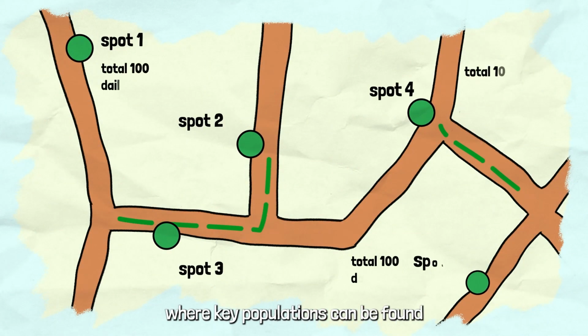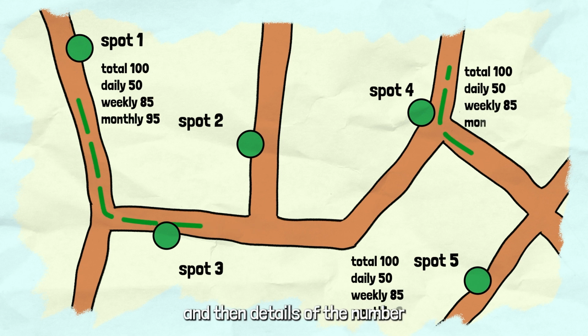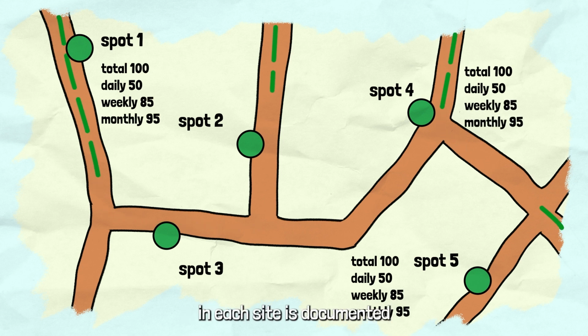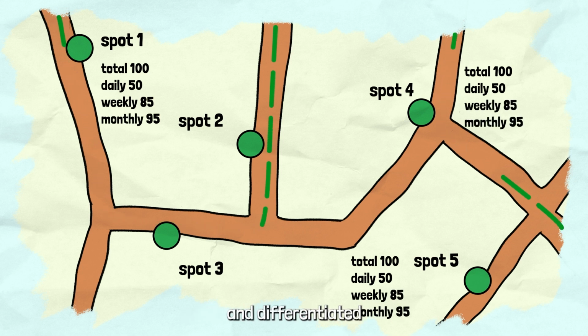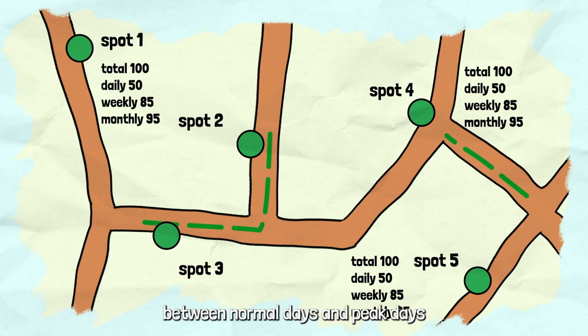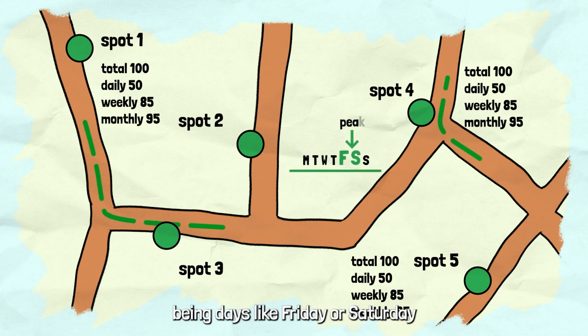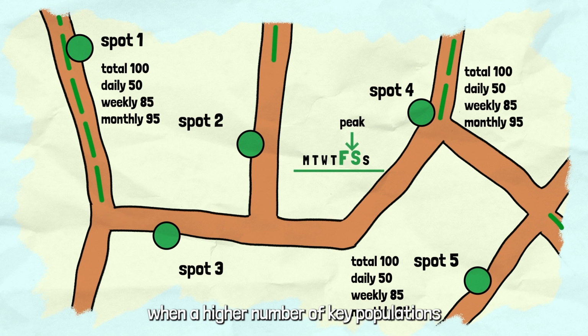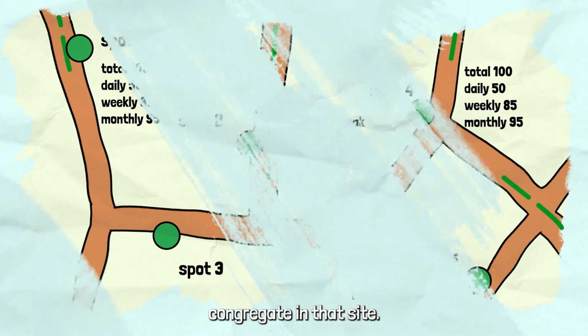In the map, the sites and spots where key populations can be found are marked, and then details of the number of key populations in each site are documented and differentiated between normal days and peak days, with peak days being days like Friday or Saturday, when a higher number of key populations congregate in that site.